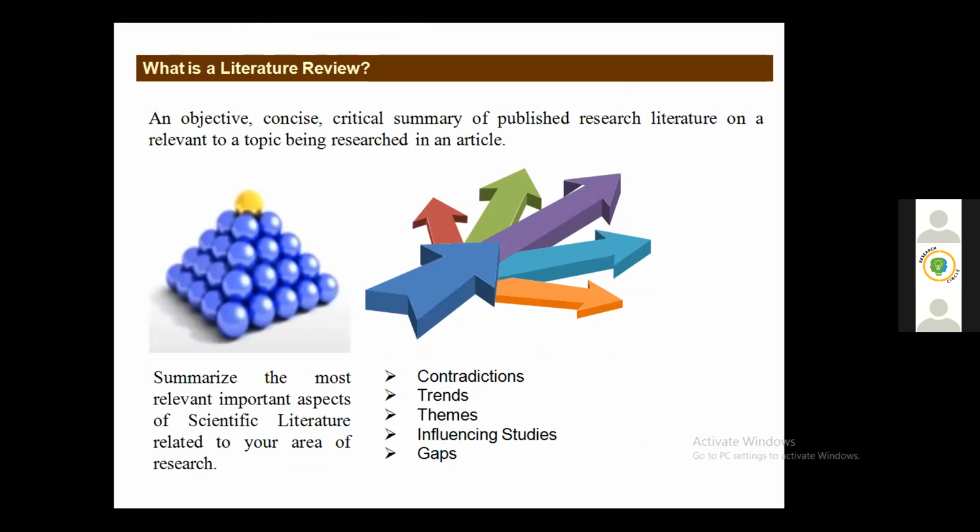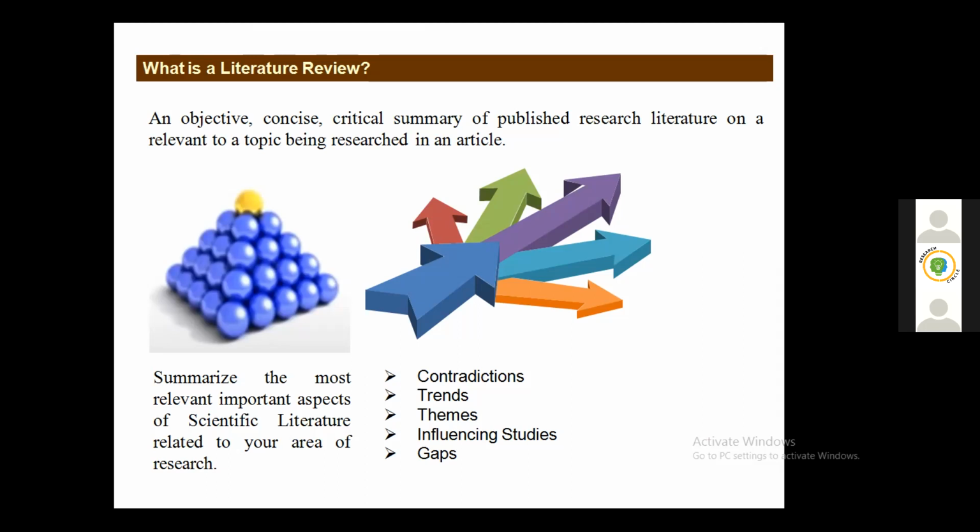It's an objective, concise, critical summary of the published literature on a relevant topic, and it is arranged in the proper sequence. So you are summarizing the most relevant, important aspects of scientific literature related to your area of research. So there will be contradictions. Multiple different people may be presenting different contradictory things. There will be some trends. There will be themes, influencing studies, gaps, etc. So all those things are concentrating to a particular track. So that is the advantage of the literature.